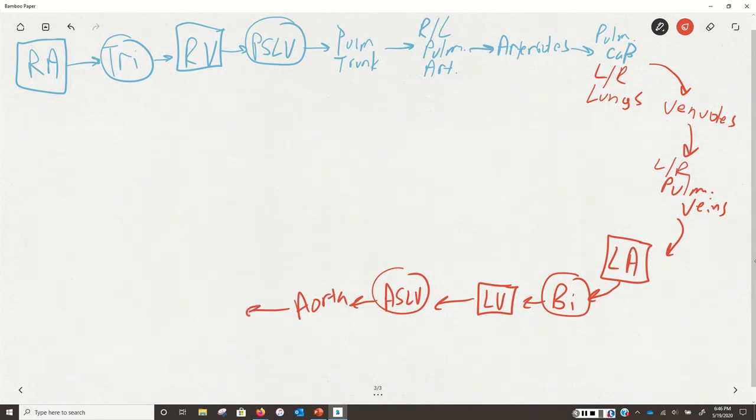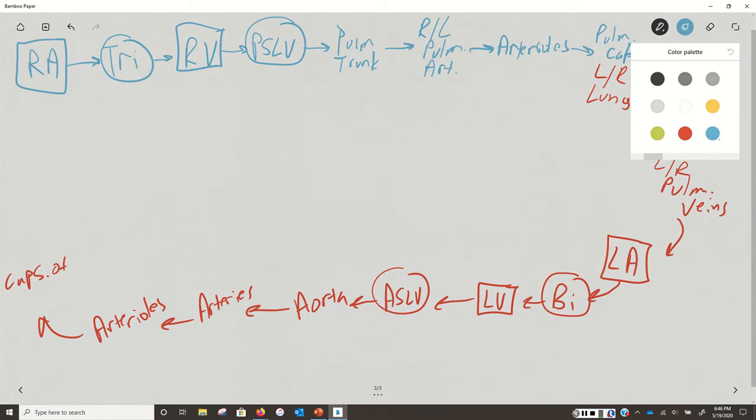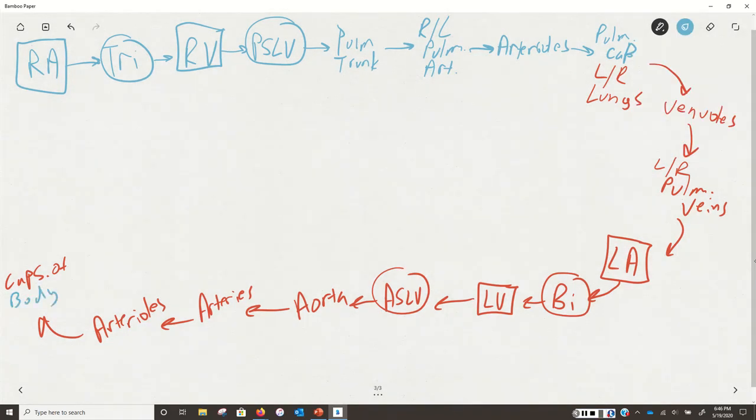The aorta is going to send blood off to the body tissues. So we're going to get smaller and smaller and smaller arteries, arterioles, the capillaries of body tissues.